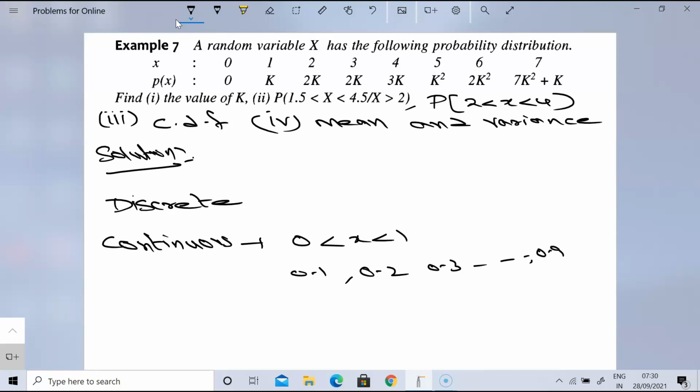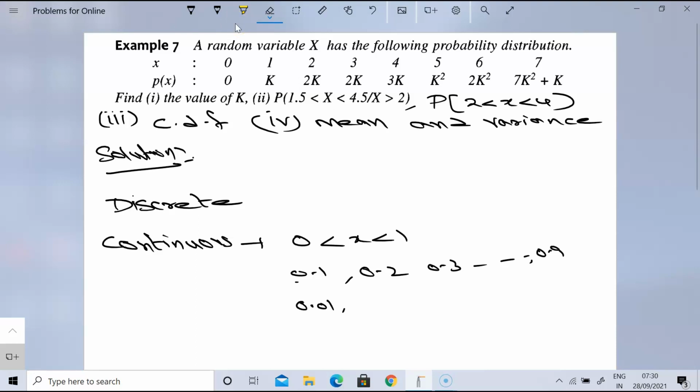So whatever it is, between 0.1 and 0.2, how many numbers are there? That is also infinite. 0.01, 0.02, like this it goes on. It's a never-ending sphere. This is called continuous. Whereas the one problem which is given to you is called a discrete type random variable.